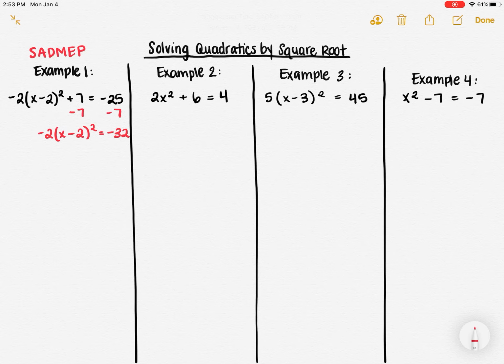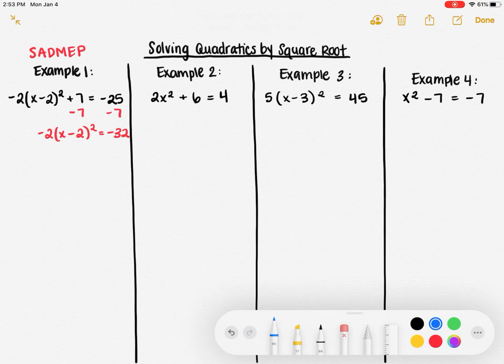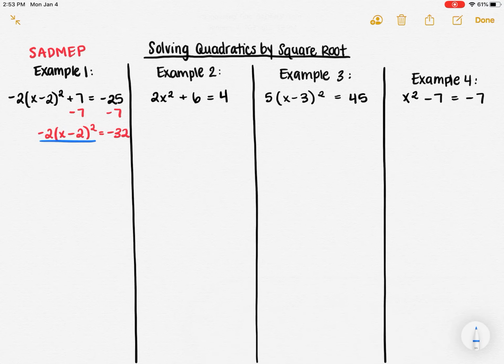Now my next step is to get rid of the -2, and I'm going to do that by dividing because it's multiplying. And when I divide by -2, I'm left with (x - 2) squared equals +16.